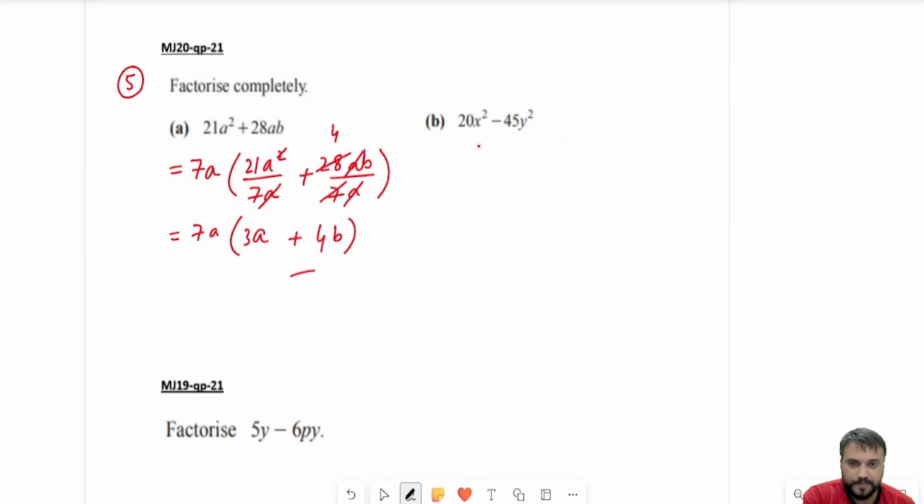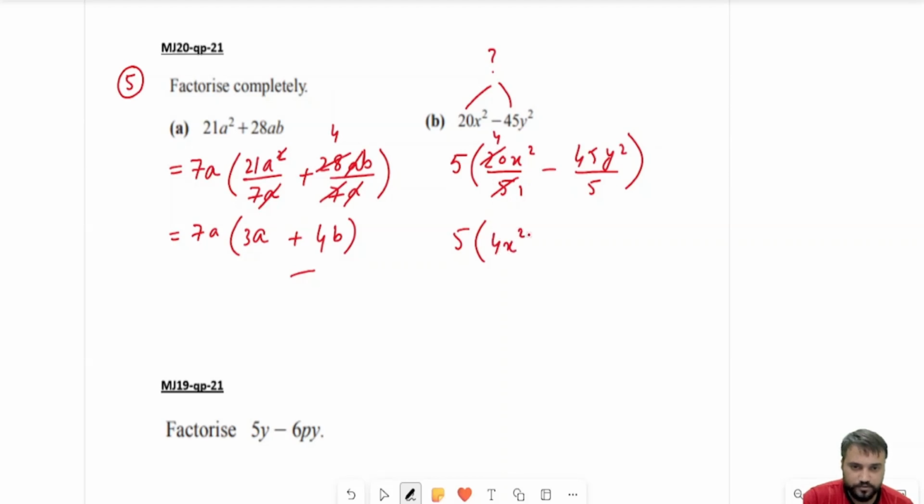This is our answer. In b part we have 20x square minus 45y square. Tell me in which table 20 and 45 appears. So we have 5 common, and in x square and y square what is common? There is nothing common, so only 5 is common. In this question we are going to divide it by 5. Five one time, 5 4 time, 4x square, 5 9 time, 45.